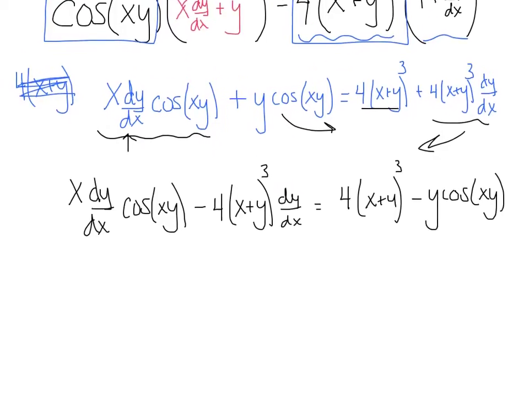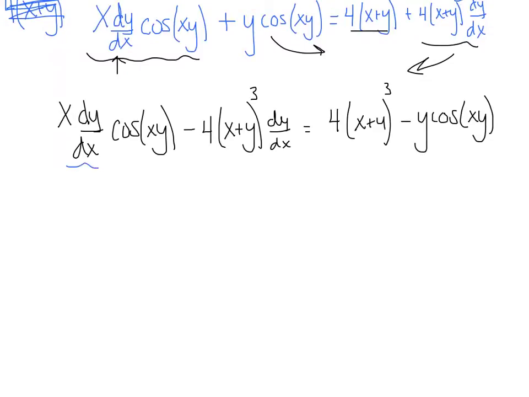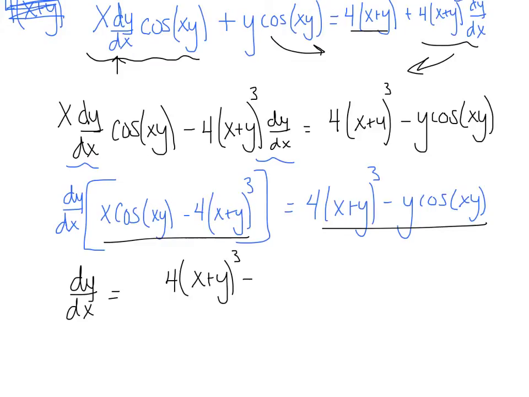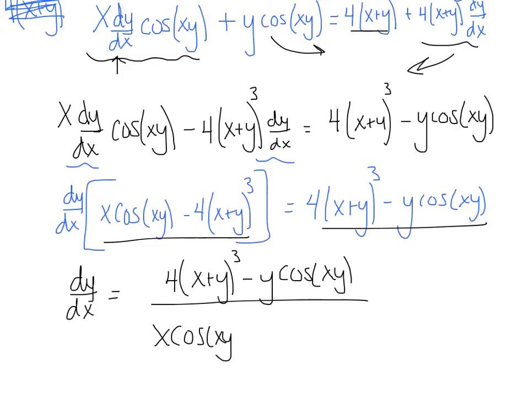Alright, lastly, I'm almost done. I'm just going to factor out that dy dx. My goal is to get it by itself. Okay, and you should be pausing, making sure you can do that on your own. And then lastly, I'll divide this term over to the other side. So as I clean it up, I get dy dx equals 4 times the quantity x plus y cubed minus y cosine of xy all over x cosine of xy minus 4 times the quantity x plus y cubed.